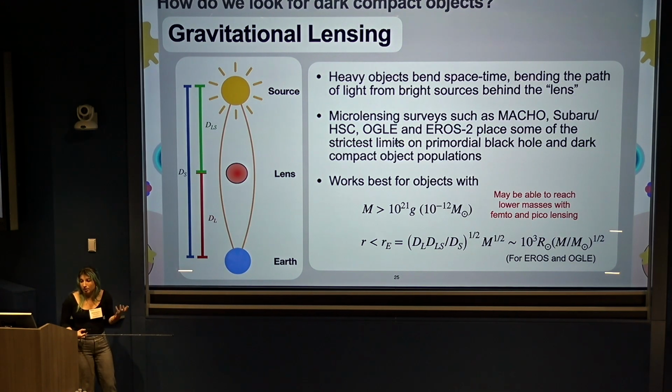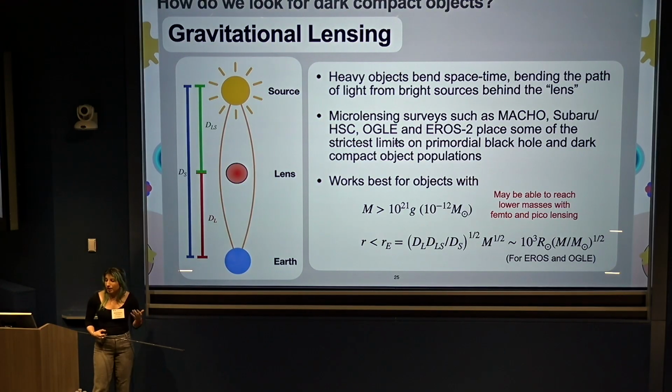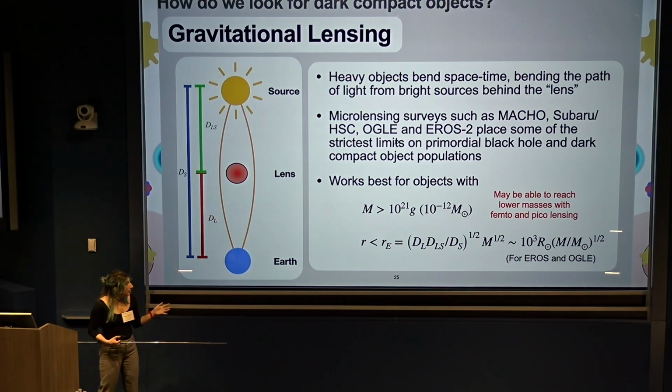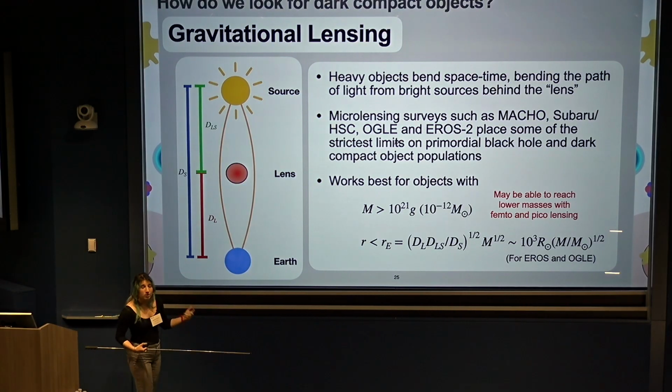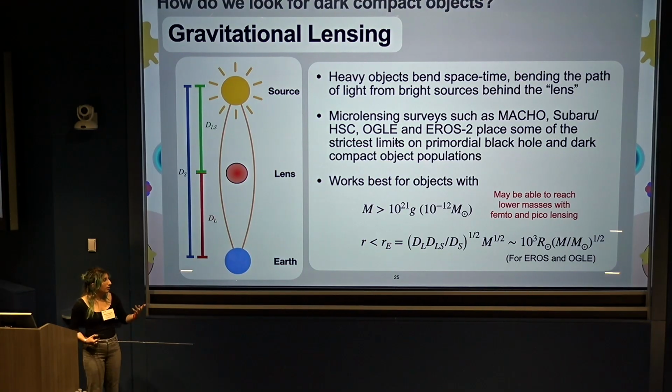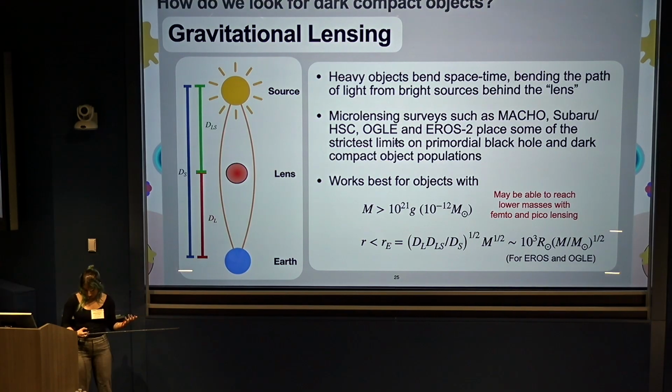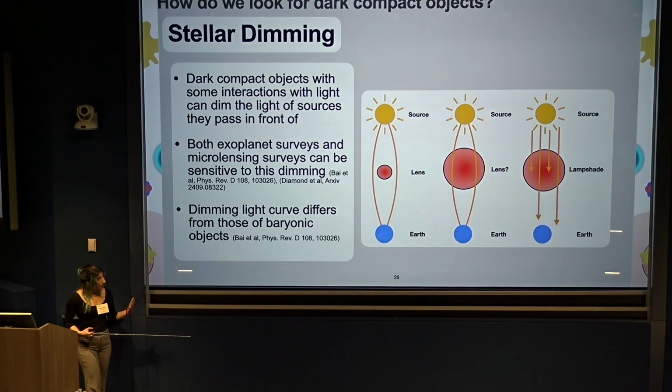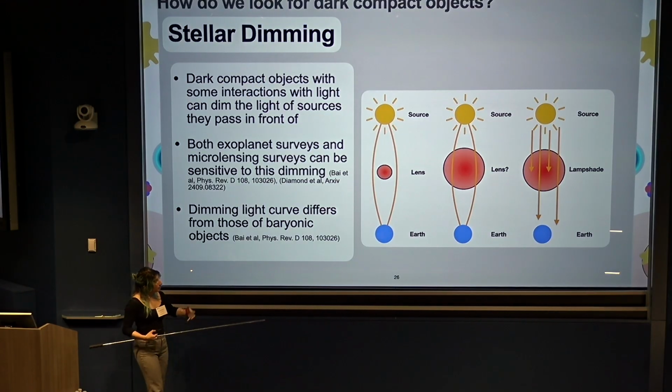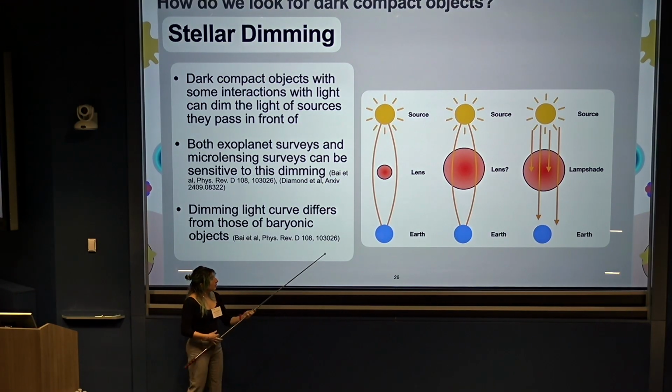It has to be smaller than an Einstein radius, which for the EROS or OGLE type surveys is about 10^-3 solar radii for a 1 solar mass object. As these objects get larger and puffier, lensing starts to break down.